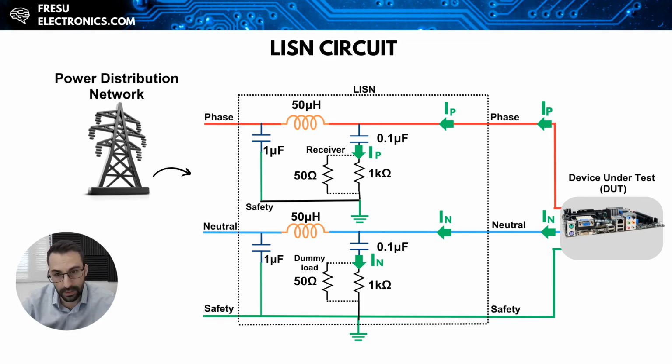The value of these components will vary depending on the type of the test that we are performing, ensuring that the 50 ohm characteristic impedance is matched throughout the entire frequency range of the test. So let's explain the role of each component in this slide.